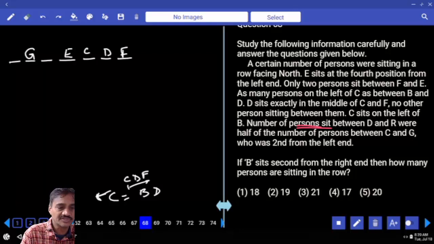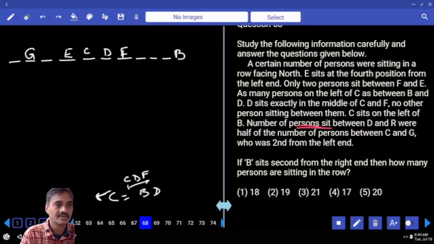To the left hand side of C there are 4 people. And in between B and D we need to have exactly 4 people. Isn't it? 4 in between D and B: 1, 2, 3, 4. And B cannot be at this place because B is to the left hand side of C. Hence B cannot be here. 1, 2, 3, 4. Now here it must be.